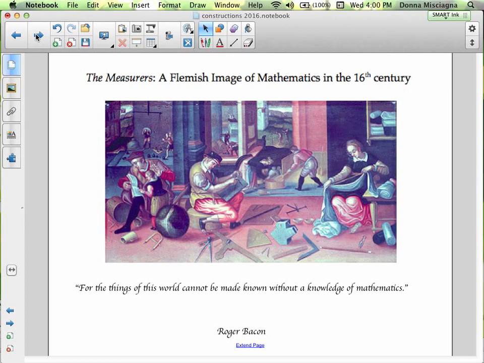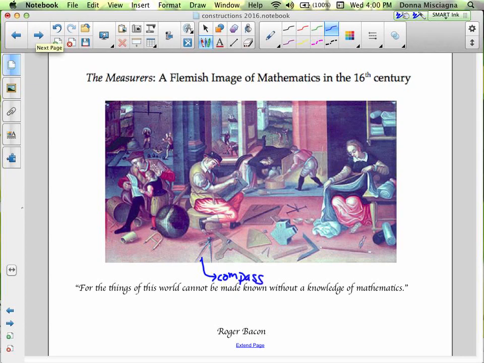So let's point out some geometric tools that are in this picture. Here I see a compass. I see a whole lot of straight edges. I think this one is also a compass. It's kind of small for me to see for sure. But that one looks like maybe that's a compass. I see a bunch of straight edges. I have a straight edge here, one here, and one here. Those are all straight edges.